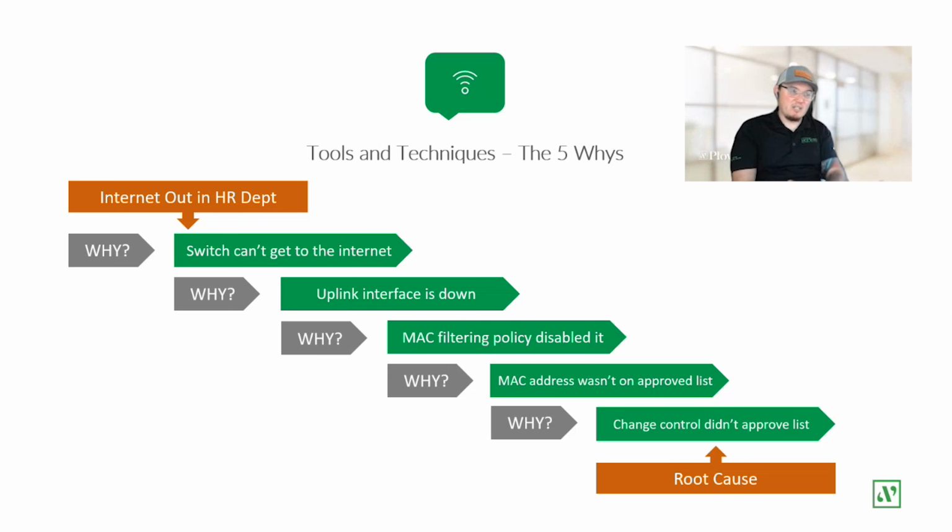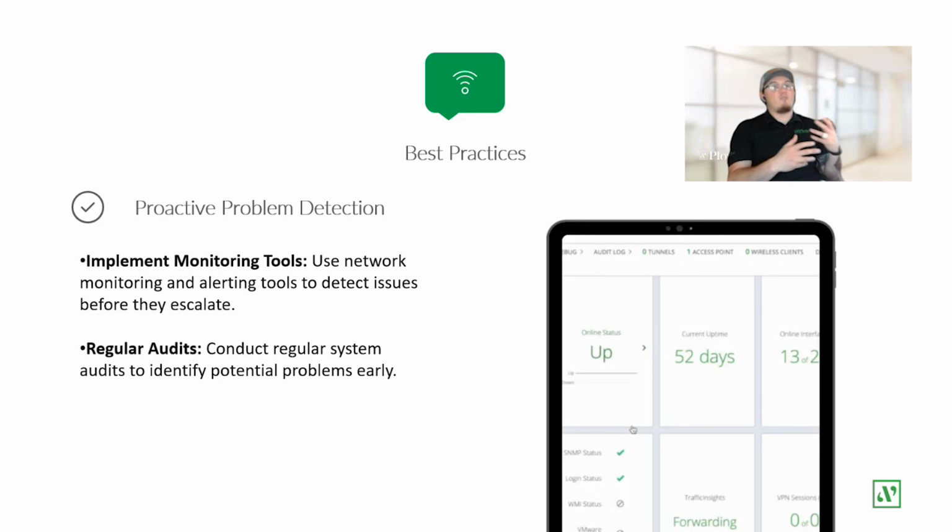Whereas if we go all the way down, we go through the 5 whys, we say change control didn't approve the list, that I can fix. Okay, now change control is going to approve all the list moving forward. We're going to add that MAC address to the approved list. Now we've identified the root cause. So again, 5 whys is going to be huge in helping you build a process around better overall problem management.